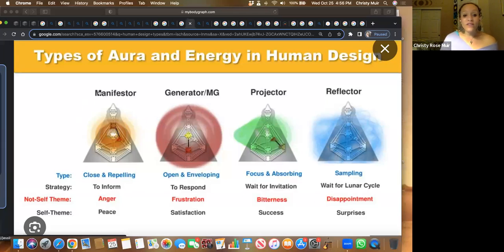And so then from there, let's go over to the manifestor, because the manifestor is not only the next rarest type on the planet. Reflectors are about 1%. Manifestors are about 9 or 10%. With the manifestor, the definition that will create a manifestor is that they will have one of these 4 motors. We saw that when we looked at the centers. One of them or more will be directly connected to the throat. We saw that the throat center is a manifestation center.